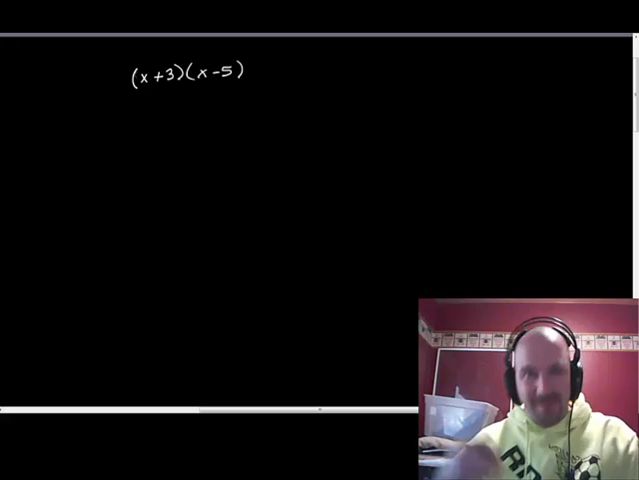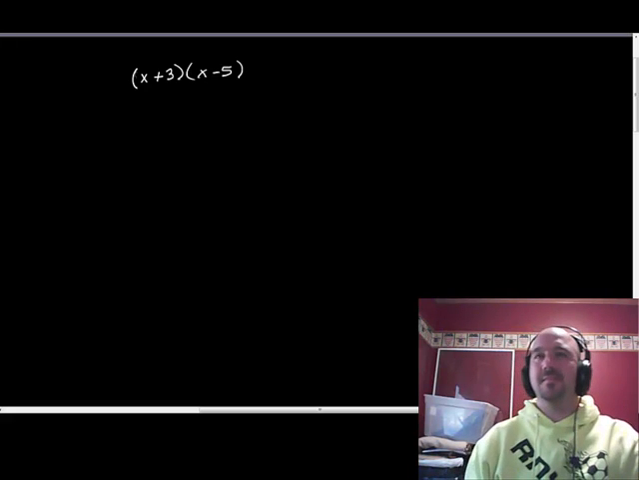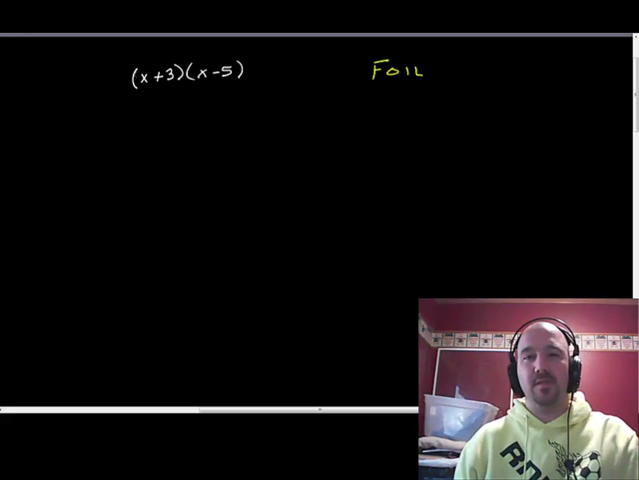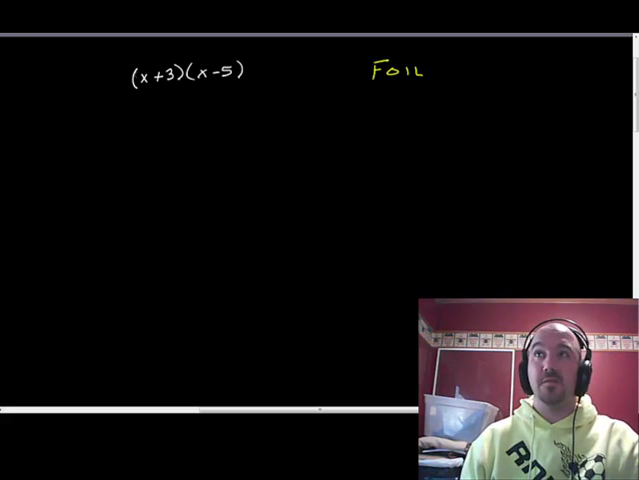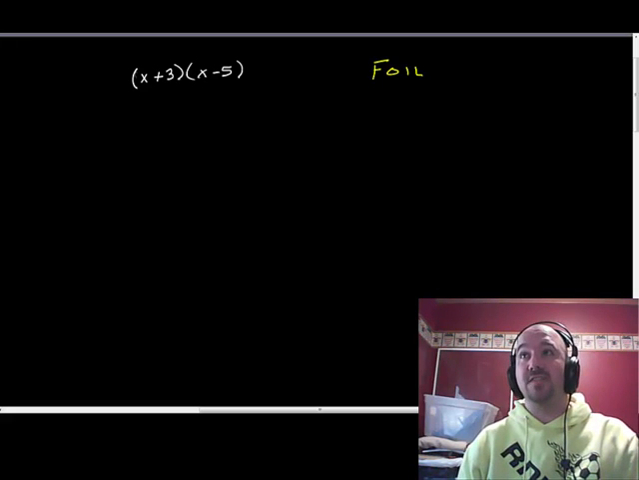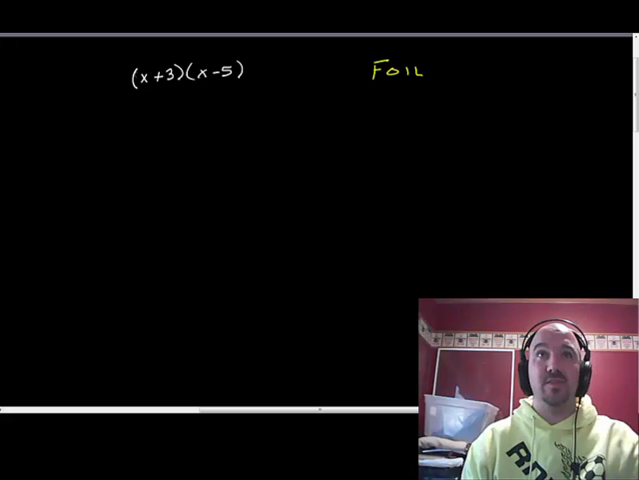Alright, so one way that is taught is this idea of FOIL. I do not like this because it only works for two binomials. Otherwise, it's just the distributive property. That's all it is. Anywho, FOIL is an acronym that stands for first, outside, inside, last. It shows you how to multiply two binomials together, and then you just combine like terms.